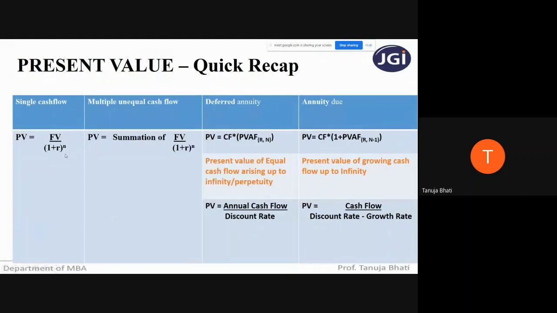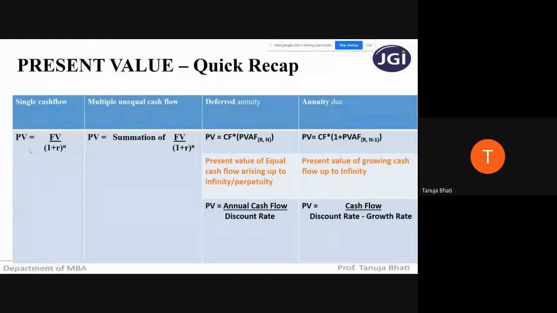There is one more formula, students, which we have seen while solving our problems. That is, PV, the present value, is equal to cash flow, whatever the single cash flow is, into present value factor. So even if you do that with the help of the table, instead of solving this particular formula, even if you use the formula of cash flow into present value factor, you will still get the same answer for calculating the single cash flow.